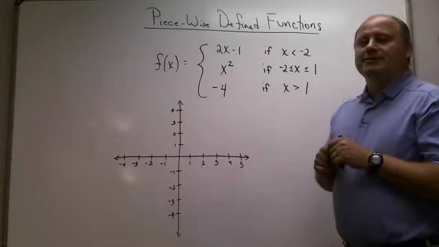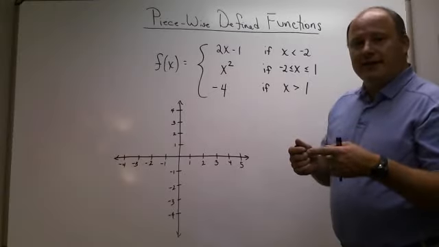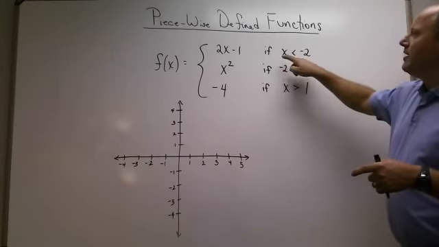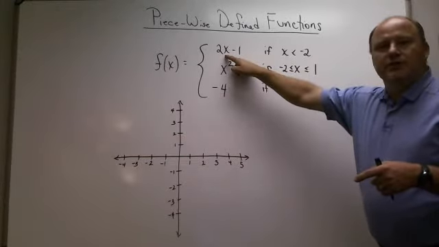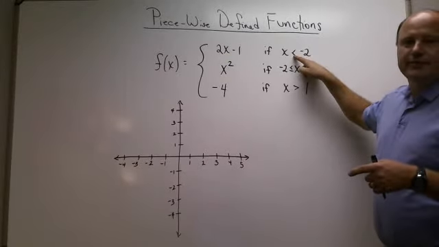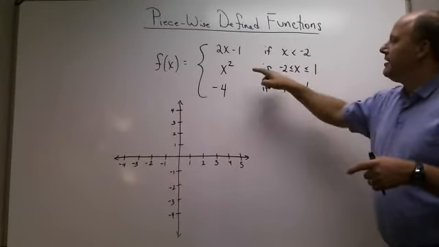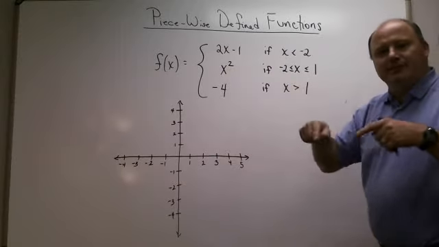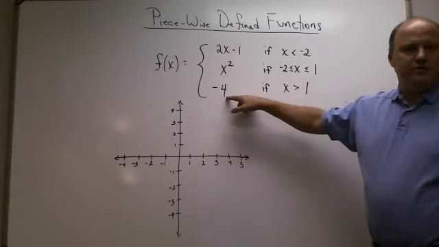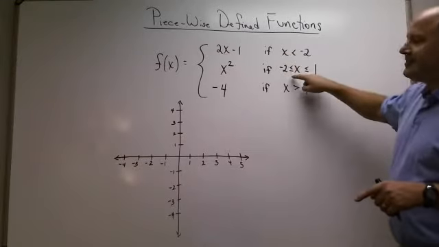But a piecewise defined function is just the way it sounds. It's defined in pieces. It's defined a certain way over part of the domain, something else over another part. When x is less than -2, the function is defined to be 2x minus 1, which is a line. When x is between -2 and 1 inclusive, which means it includes both endpoints, the function is defined to be x squared, the shape of a parabola. And the third is defined to be a constant, a horizontal line, when x is greater than 1.